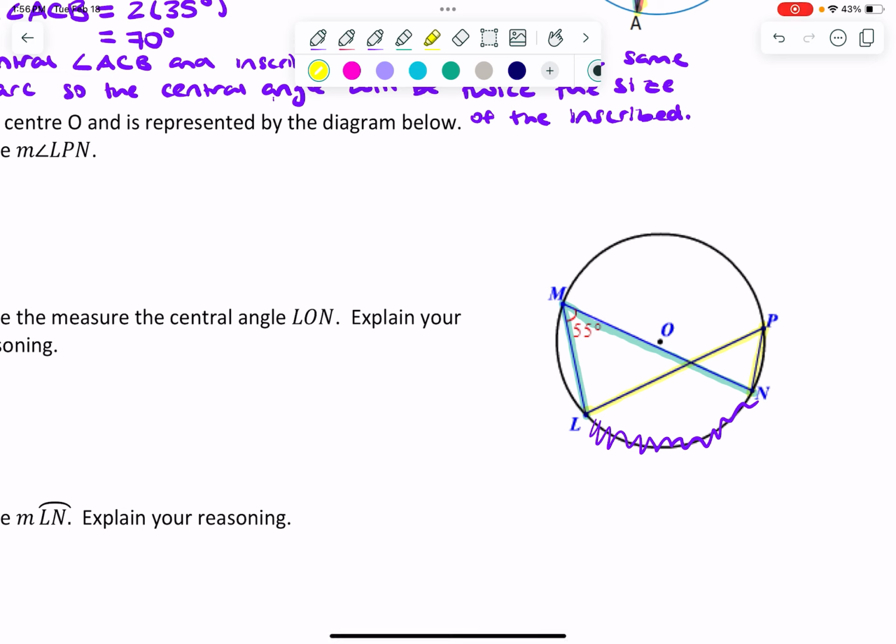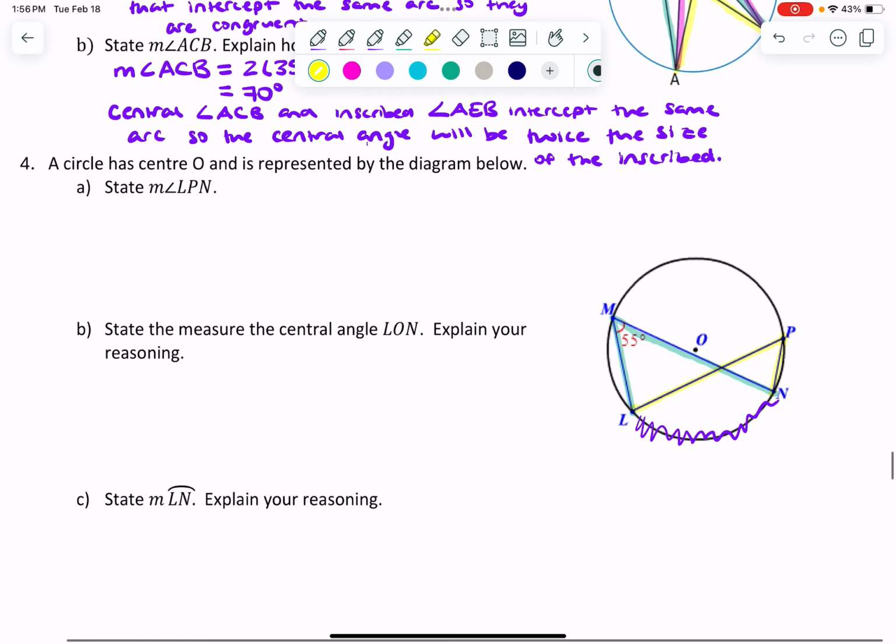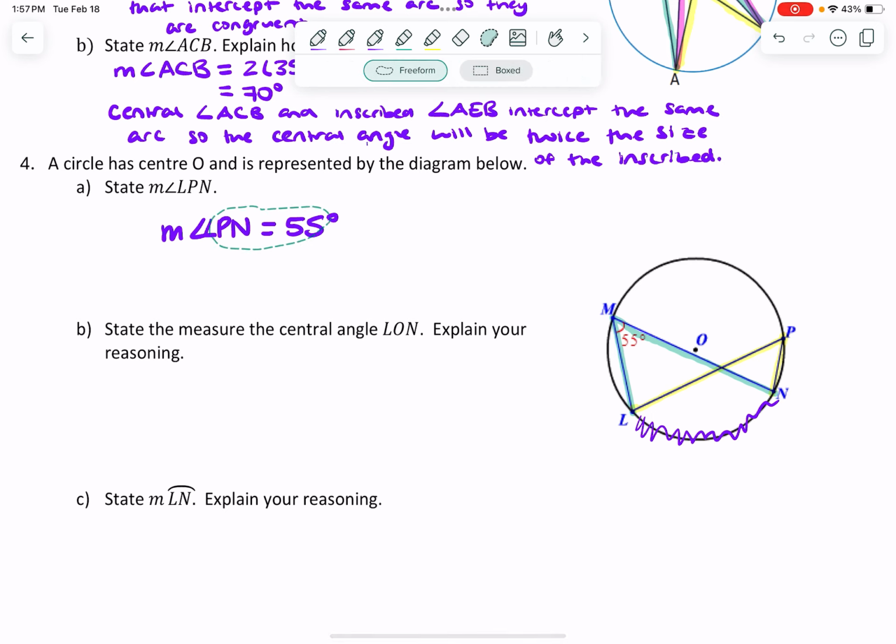It's also an inscribed angle, and it also opens up to minor arc LN, which means the measures of those two inscribed angles must be equal. So the measure of angle LPN is equal to 55 degrees, because they're both inscribed angles that open up to the same arc, that intercept the same arc. Now, it doesn't actually say explain how you know, so I'm not going to. It doesn't ask me to, I'm not required to.